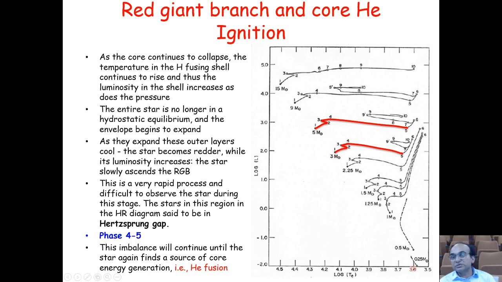This imbalance will continue until the star finds a source of core energy generation, that is, helium fusion. So what is happening here? Now it's becoming cooler, the temperature is decreasing, and it's expanding.